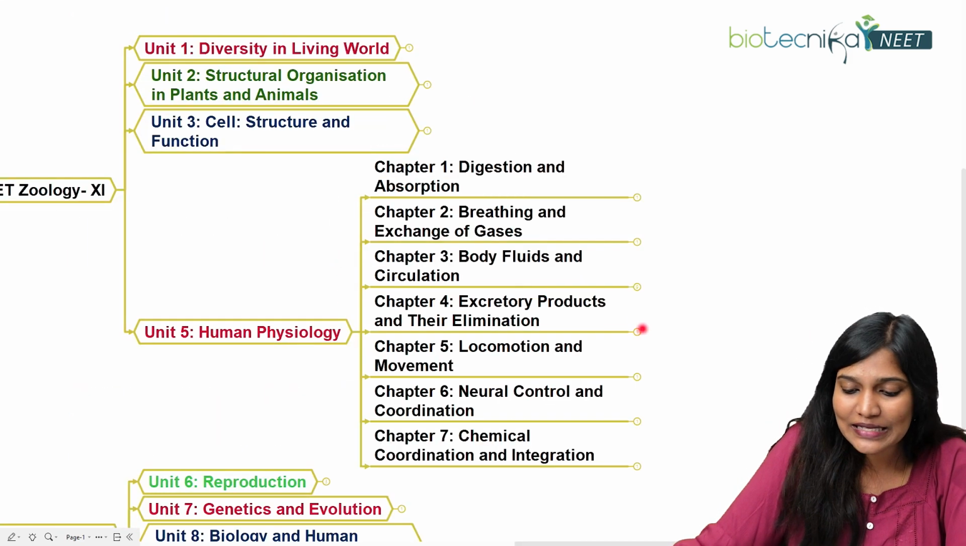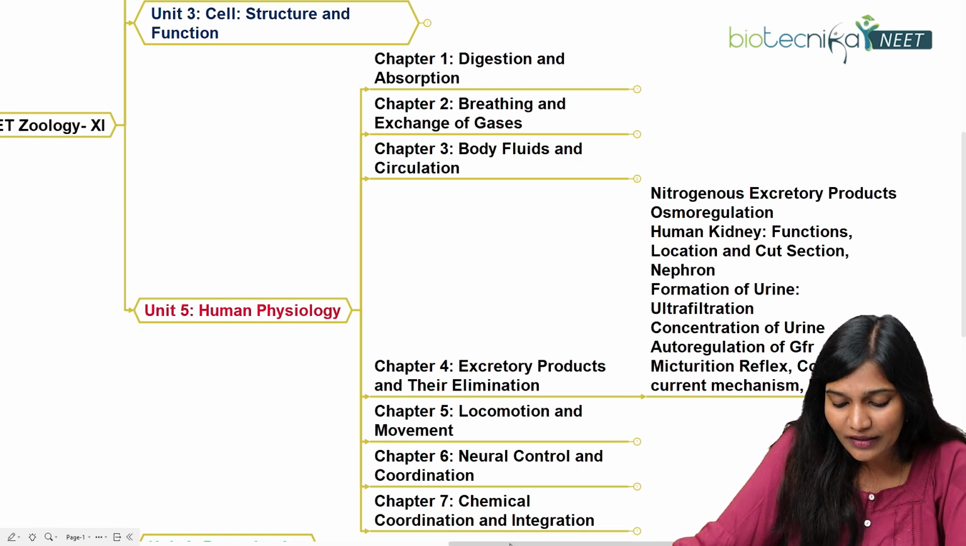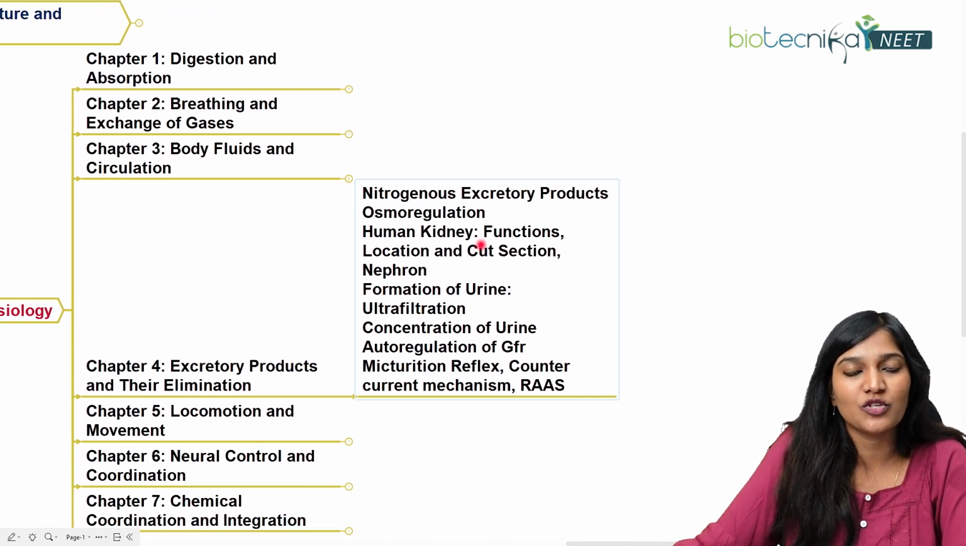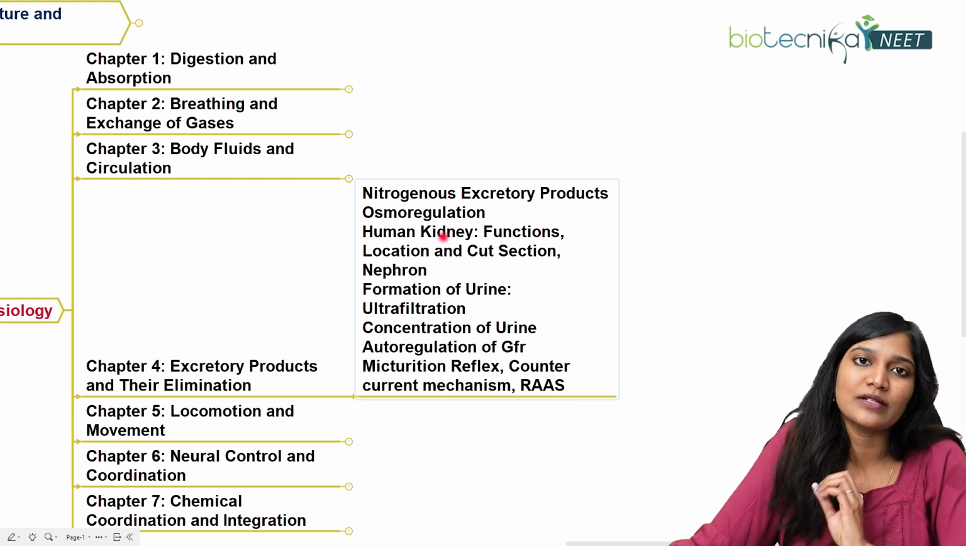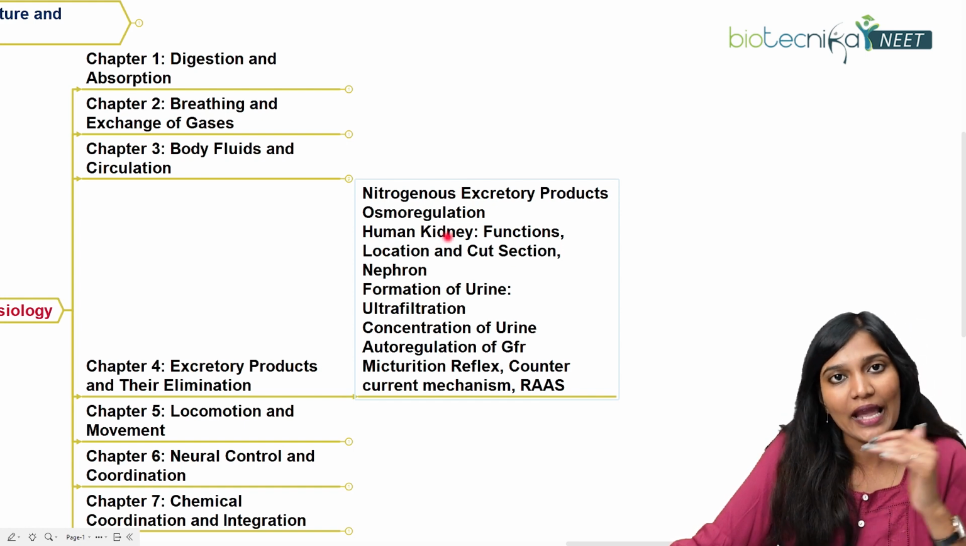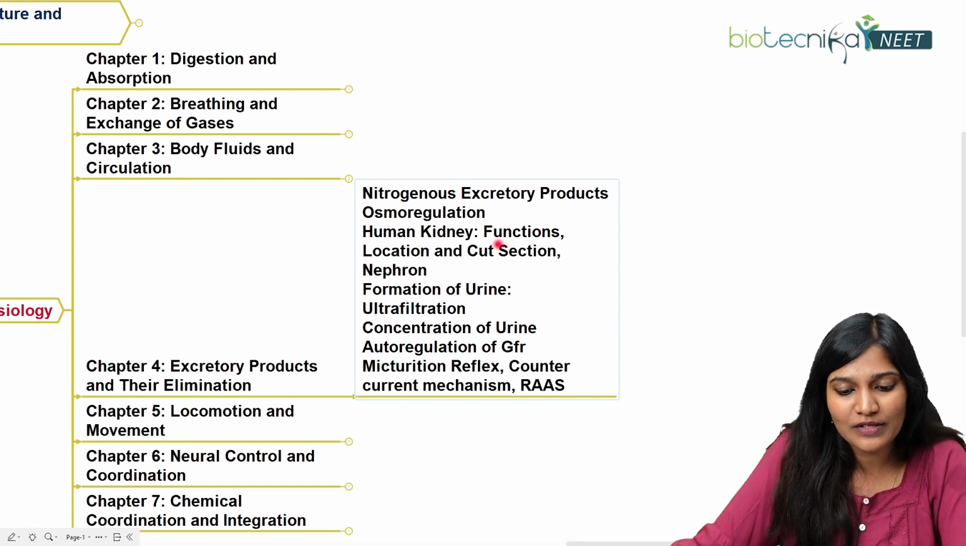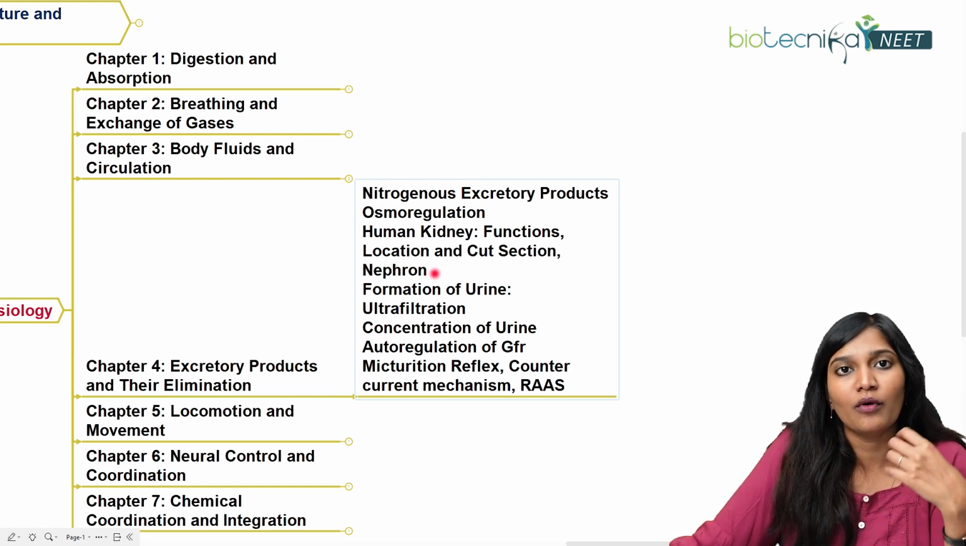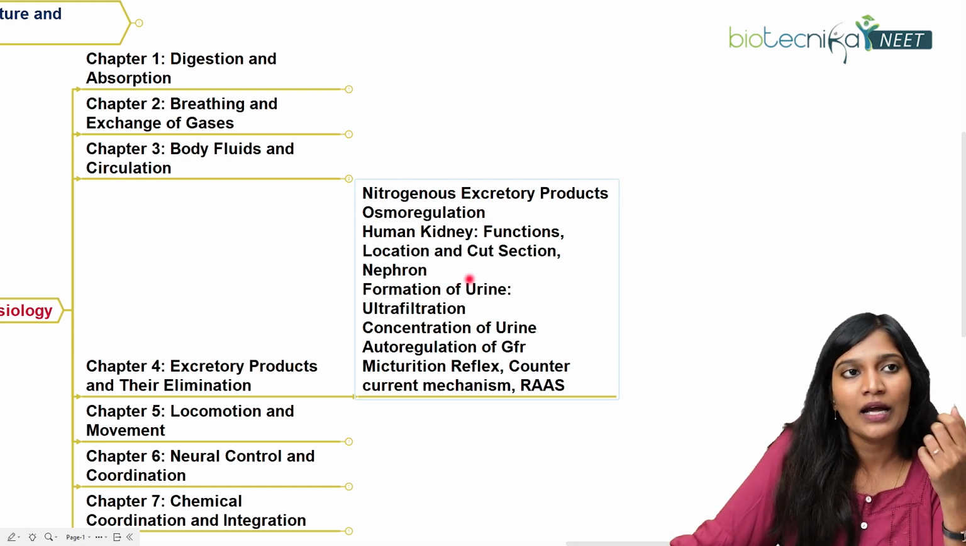The next one, excretory products and their elimination. So here you have to study about the nitrogenous excretory products, which are ammonotelic animals, ureotelic animals, uricotelic animals, and what is osmoregulation. And you have to study directly on the structure of the kidney, external structure, anatomy, everything you have to study. You have to study about the nephrons, cortical nephrons. You have to go for juxtamedullary ones.